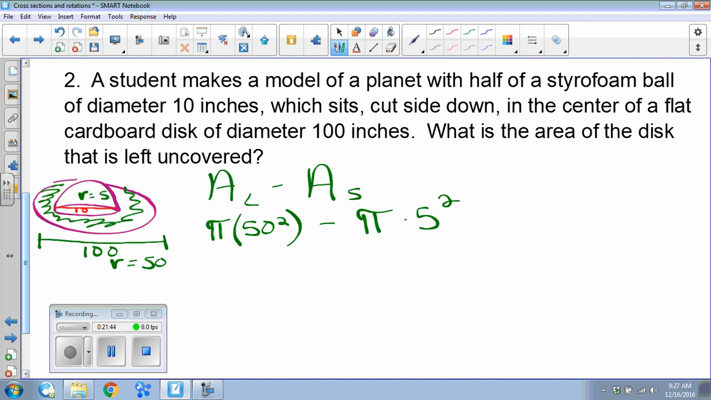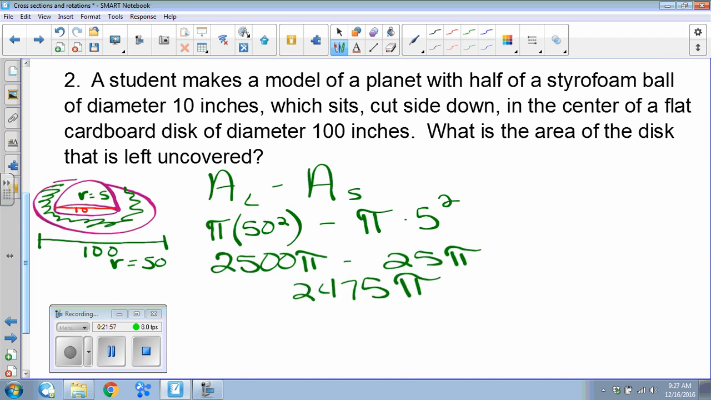All right? And so this is 2,500 pi minus 25 pi. And when you combine those, you get 2475 pi. So if they wanted an exact answer, you'd stop there. That would be the answer. But that is approximately equal to 7775.44 square inches.